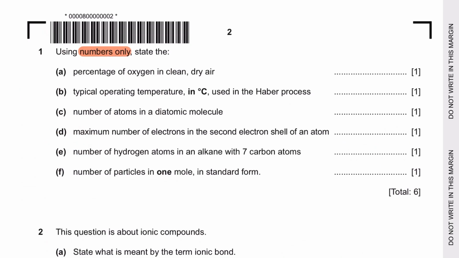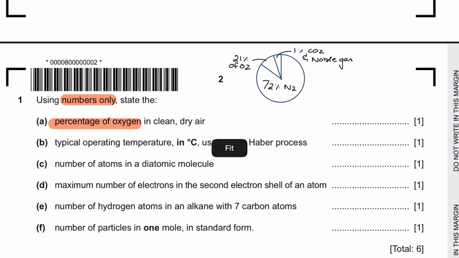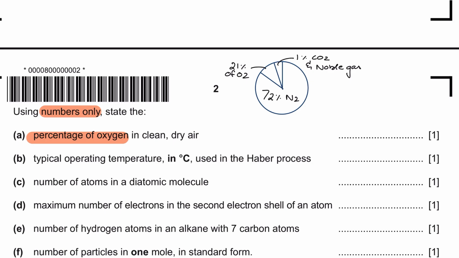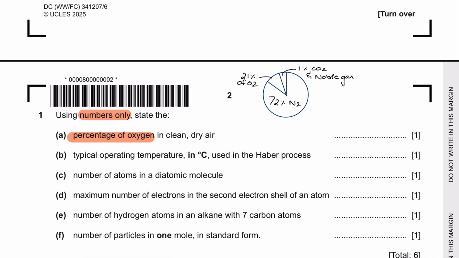Using numbers only, state the percentage of oxygen in clean dry air. Memorize this pie chart, everyone. This is an estimate percentage of all the gases in clean dry air. So it is 72% of nitrogen, 21% of oxygen, and 1% carbon dioxide and the noble gases. So for percentage of oxygen, it is going to be 21%.